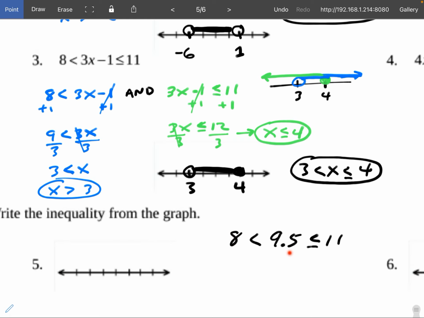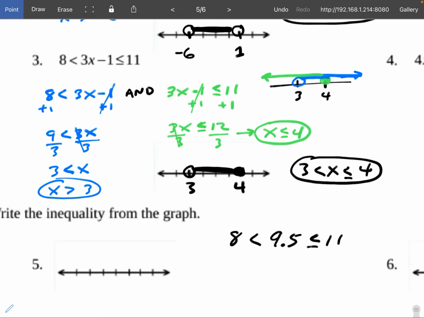You see how it makes both of them true? Is 8 less than 9.5 less than or equal to 11? Yeah. 8 is definitely less than 9.5. And 9.5 is definitely less than or equal to 11.